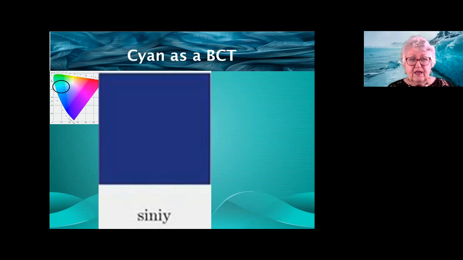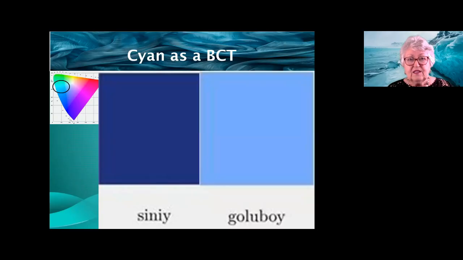So here we have Sini, and you'll have to excuse my pronunciation here, which represents the dark blues, and Galuboy, which is representative of the lighter or cyan blues. These are distinctly separate colors, and as such are separate color terms. So in total, Russians have 12 basic color terms, whereas English to date only have 11, which of course is why I decided that cyan is probably the next up-and-coming color term.